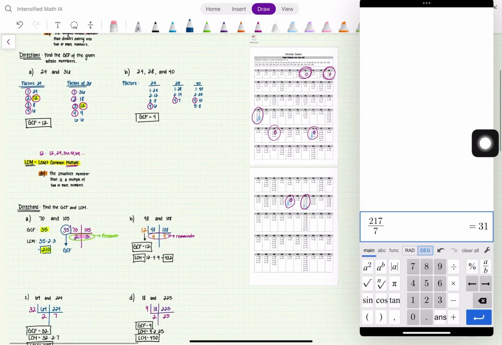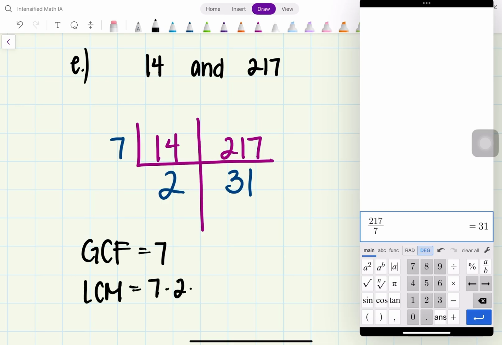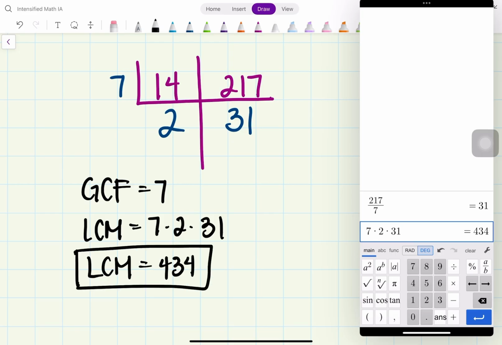So let's go ahead and check our final answer. Let's go ahead and start off with the GCF of 7, and an LCM of 7 times 2 times 31. So 7 times 2 times 31. So then LCM is going to be 434. And that is our final answer, guys.